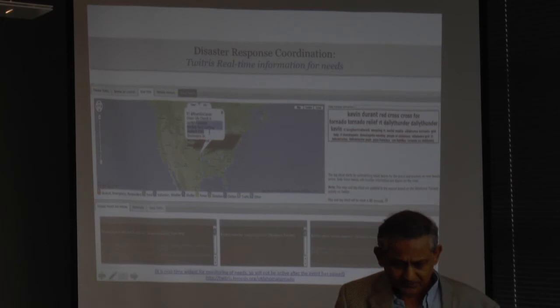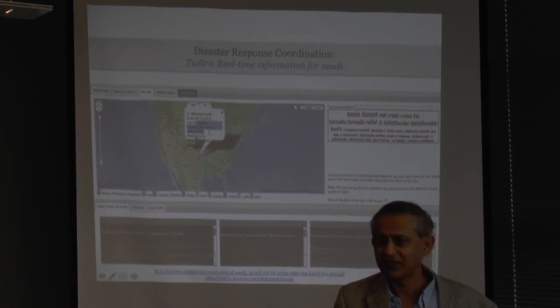So here is one: Grace Life Church is open for anyone needing food, clothing, and shelter. And then there is an address. So you identify that, which is very important. Somebody wants shelter, or you want to help somebody get a shelter. Right here you can find where the shelter is nearby.